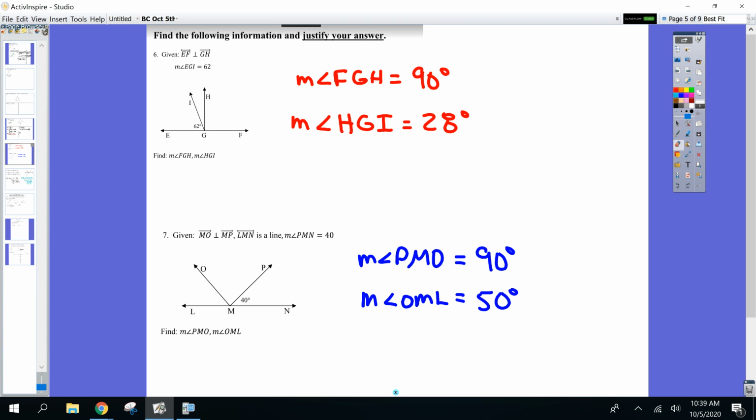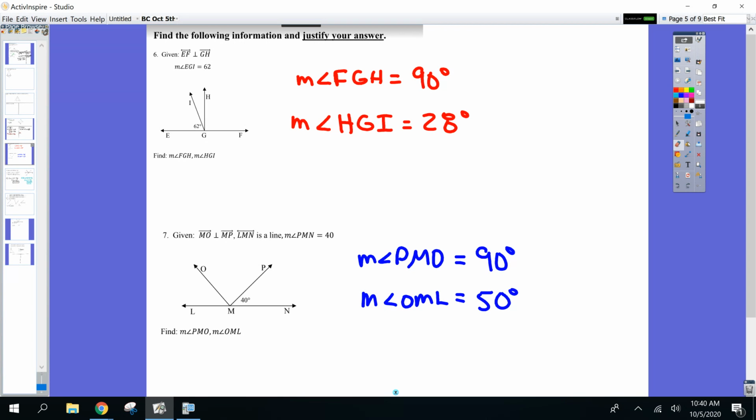Okay? Go ahead, Maeve. Could you give an example of what would be the justify your answer for HGI being 28? Complementary angles add to 90. Right? Because HGI and the one I gave you that was 62, they're complementary because they form that right angle. So that would have been fine. Two right angles add to 90 degrees would be another one. Something that said, why did you do 90 minus 62? Why wasn't it 90 plus 62? You see what I mean, Maeve? I want to know why you did the calculation you did.